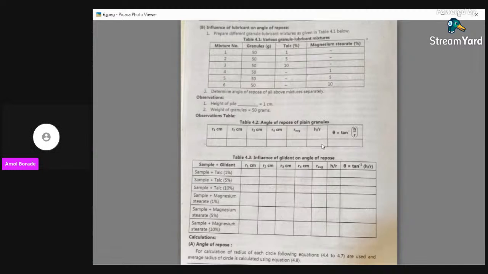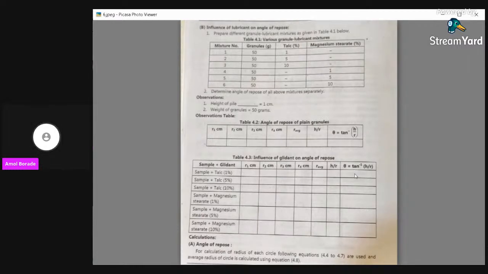Similarly, you have to do the H and R, H upon R calculation for all the circles, for all the batches. You will get a particular value, and that value you put over there as H upon R, and take the tan inverse of that value. As you can see over here, it is the first batch, only sample. Then second batch, sample plus talc 1%, H upon R. Then you have to calculate theta.